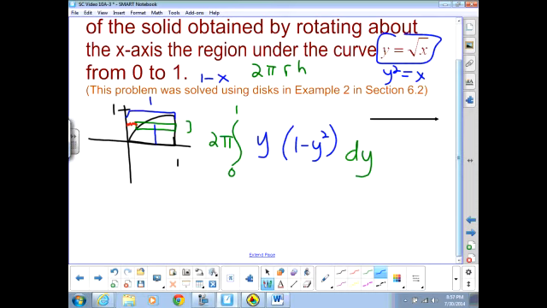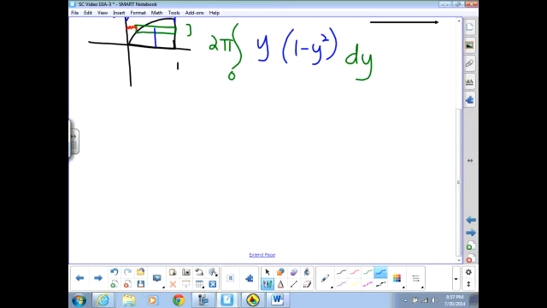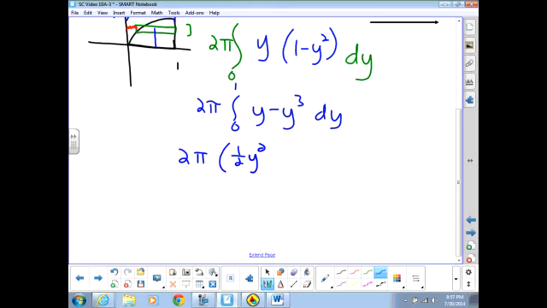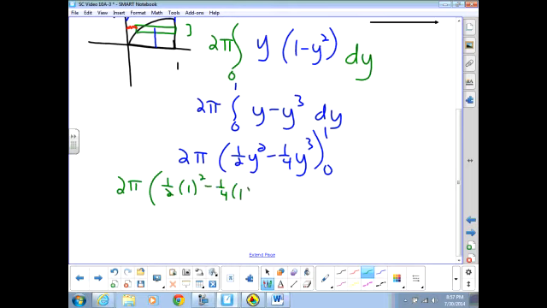We have our integral set up. Now we just need to evaluate. We'll have 2 pi from 0 to 1 of y minus y cubed dy. When we take the antiderivative, we'll get 1/2 y squared minus 1/4 y to the fourth, evaluated from 0 to 1. We'll plug in the 1. And when we plug in the 0, it wipes everything out.